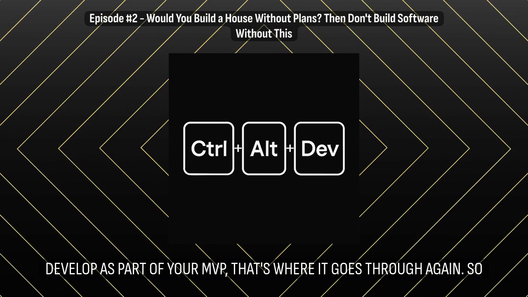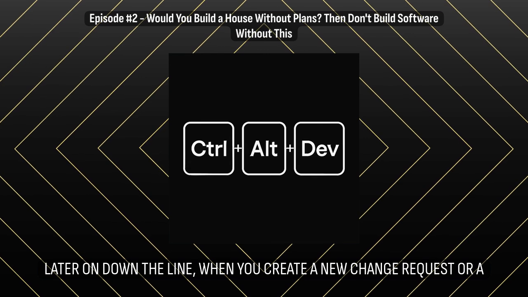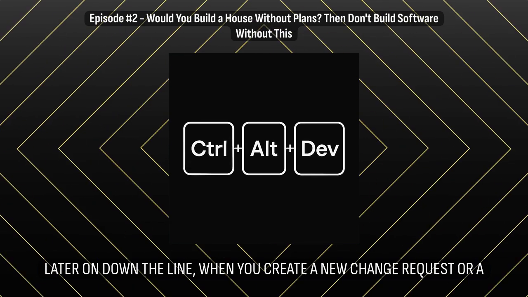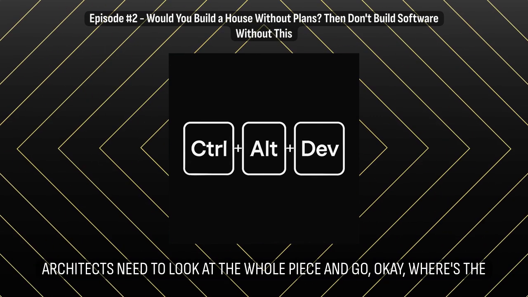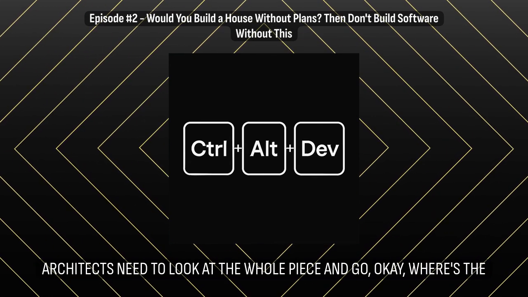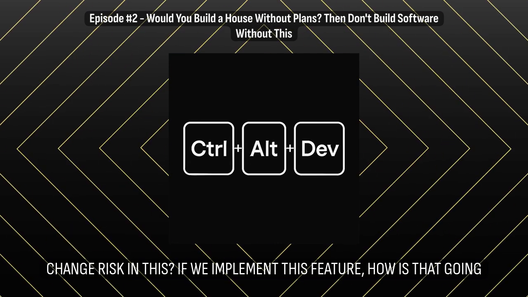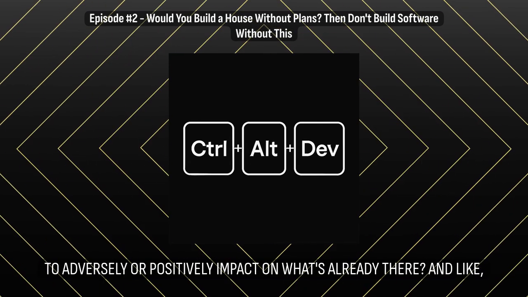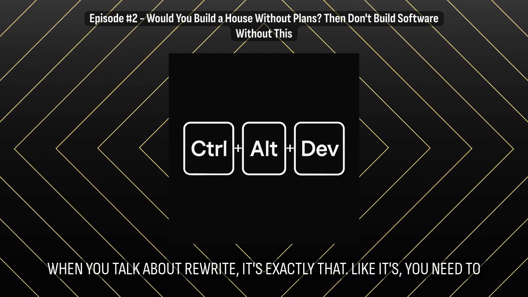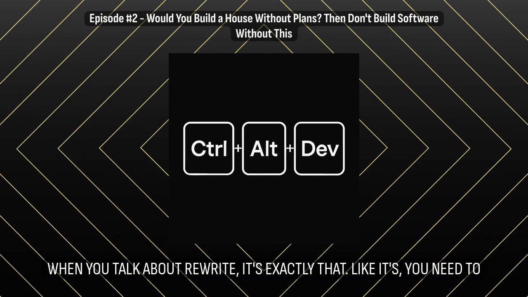That's where it goes through again. So later on down the line, when you create a new change request or a feature of significance, it goes back to the architects, because the architects need to look at the whole piece and go, okay, where's the change risk in this? If we implement this feature, how is that going to adversely or positively impact what's already there? And when you talk about rewrite, it's exactly that.